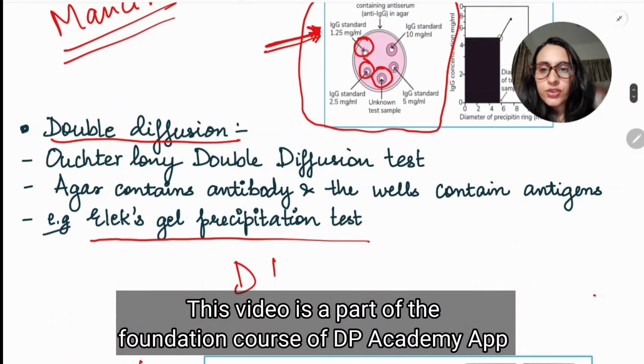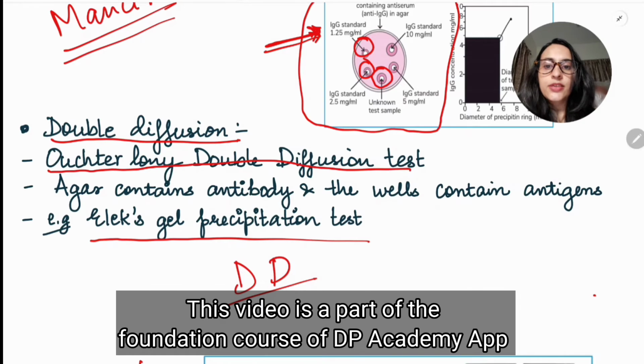So remember double diffusion, and the test here is the Ouchterlony test. This Ouchterlony double diffusion test sounds like DD. Lot of DDs are present.